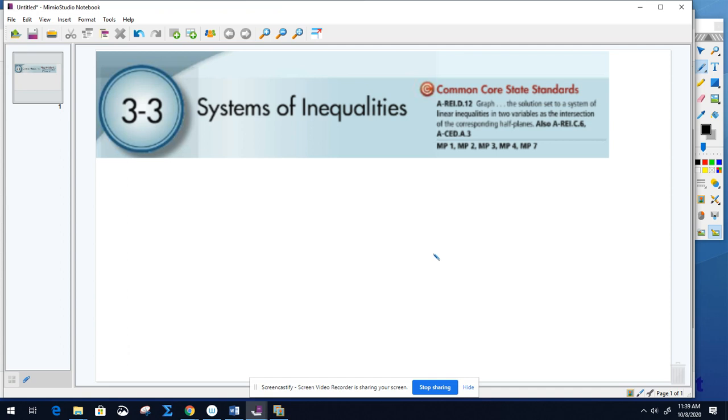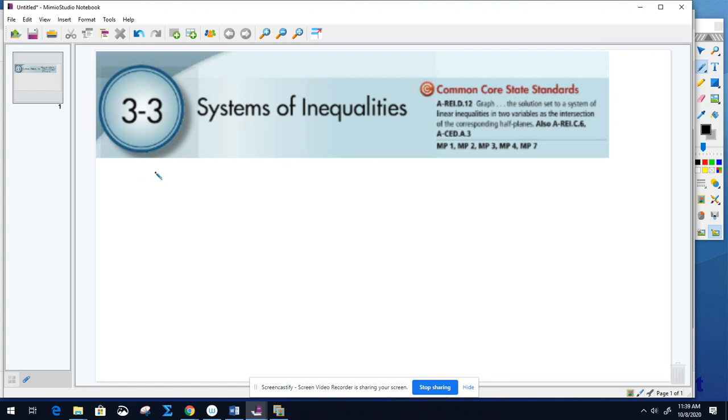3.3 systems of inequalities is really a continuation of 2.8. So you have to make sure you know how to graph linear inequalities. If you remember, there were 4 things, really 5 things, that we have to look at and that you need to know. I'm going to go over those again, and then we're going to go right to some problems in Delta Math.